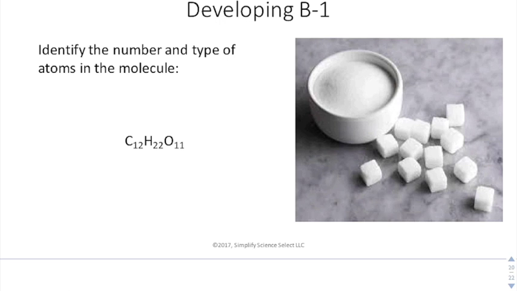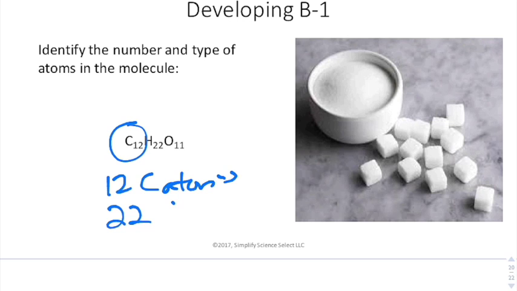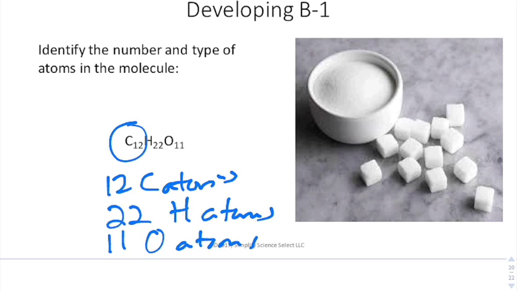So it says identify the number and type of atoms in the molecule below. If you were to look, we can write this out. You have 12 carbon atoms, 22 hydrogen atoms, and 11 oxygen atoms. Okay, that's what these numbers represent. This is called a subscript, and it tells you how many of each type of atom there are in a compound or a molecule.